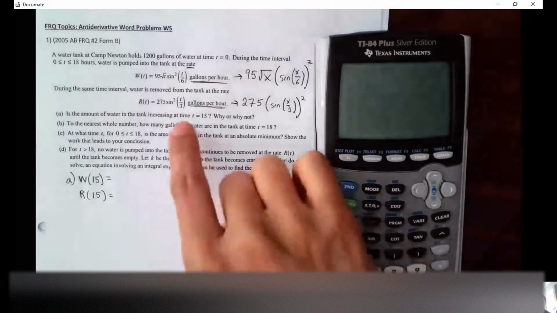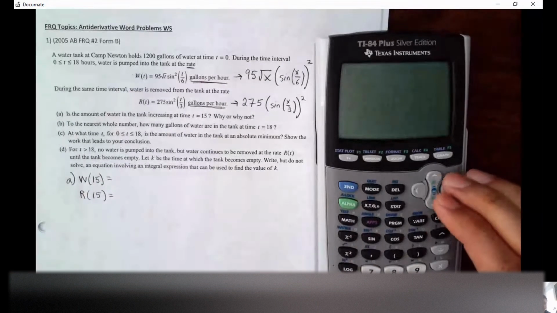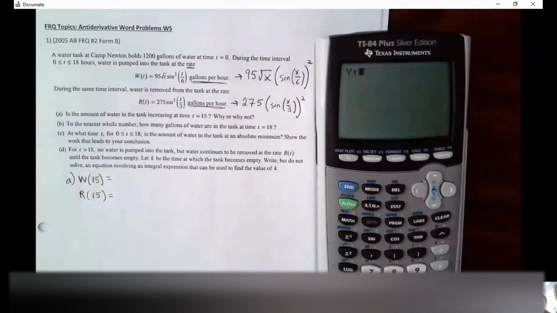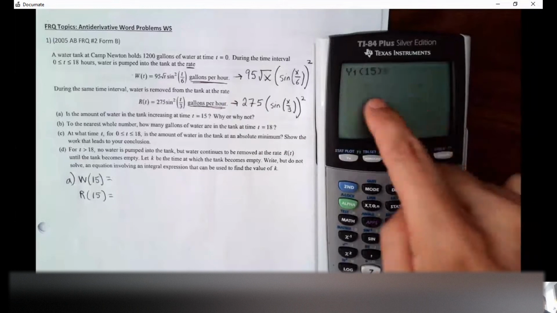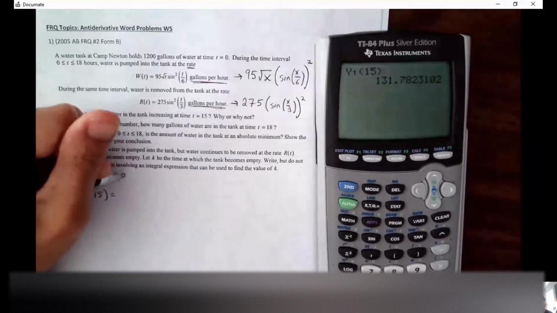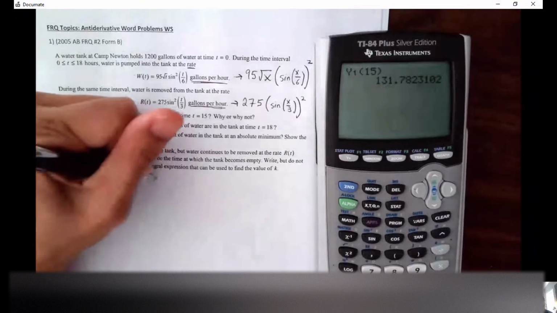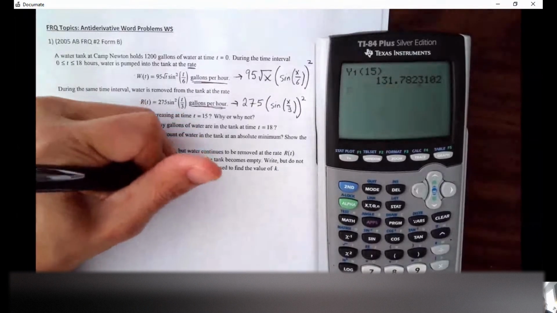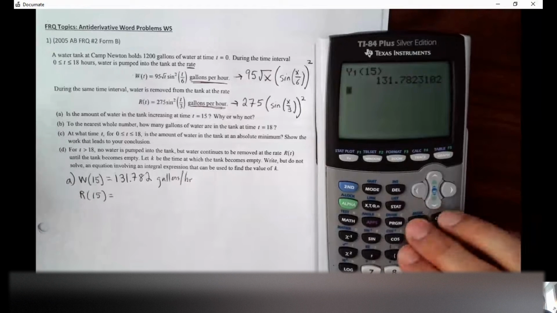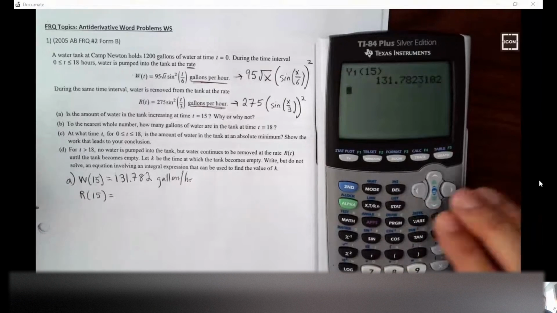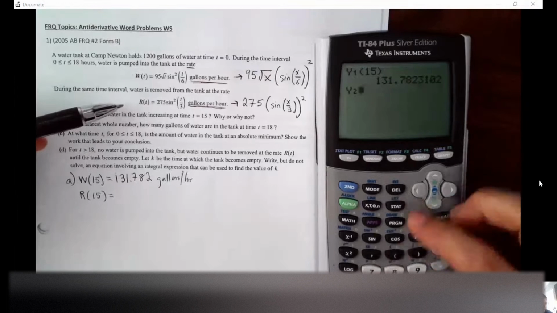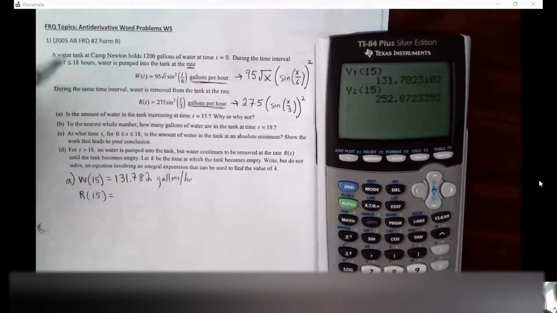I'm going to go back to my home screen. I'm just going to call w parentheses of 15. So, vars, y vars. Right now, y1 is holding my w of t, parentheses 15. That means we're going to enter 15 in for all the x's in the expression. We also want to find r of 15. So y2 is holding my r of t, 252.